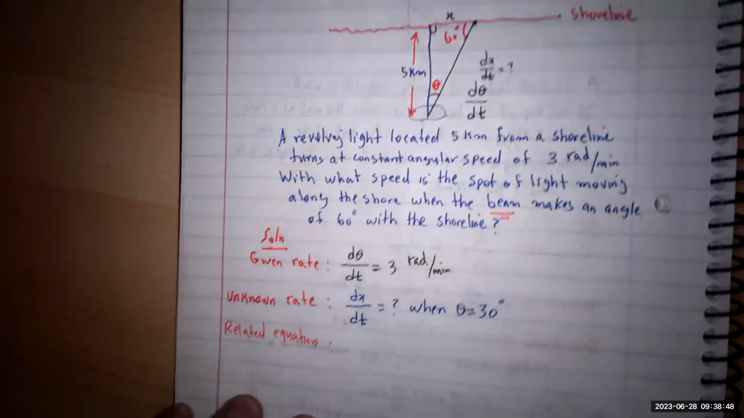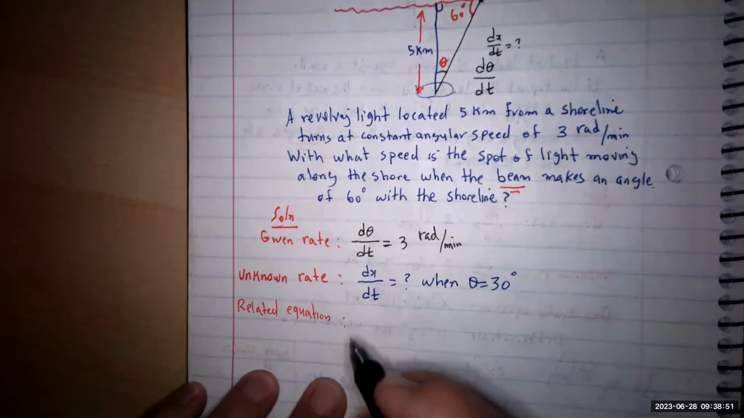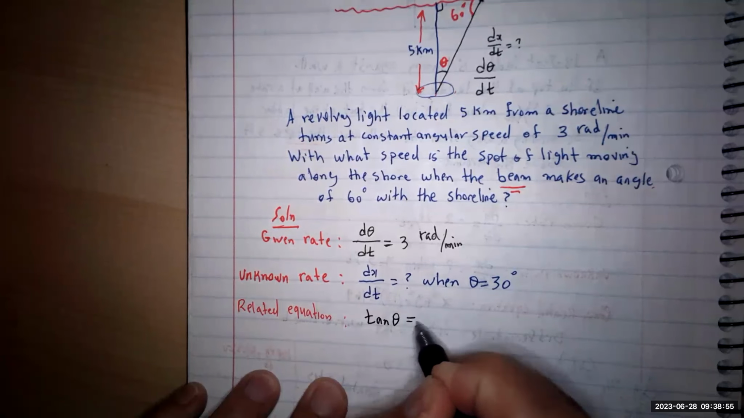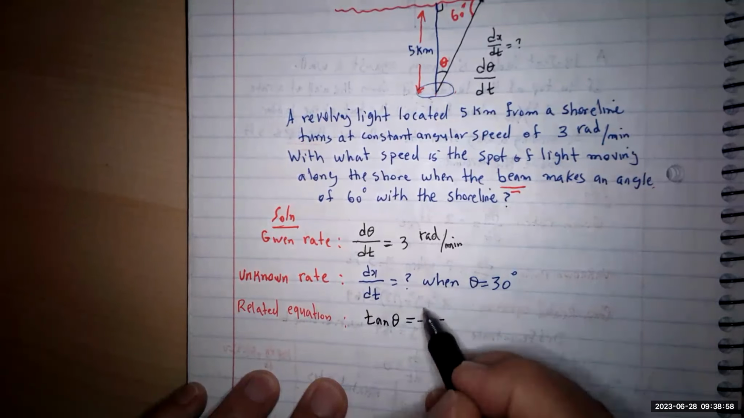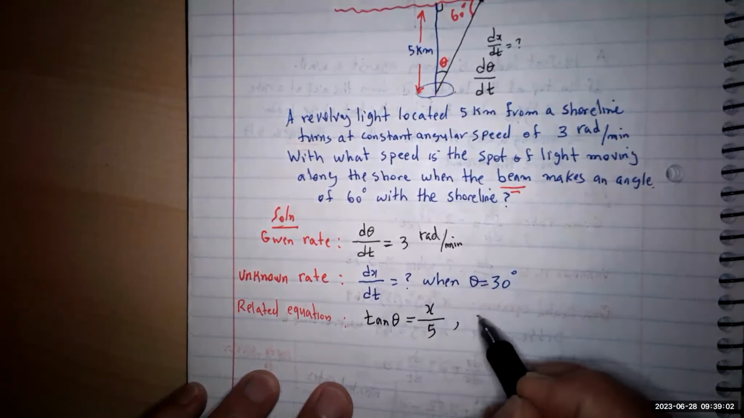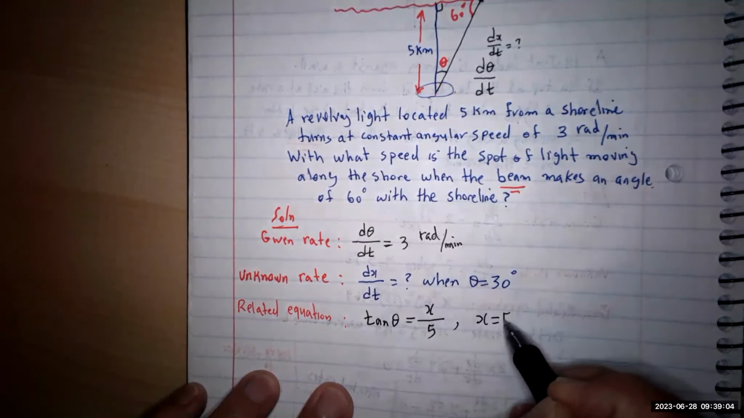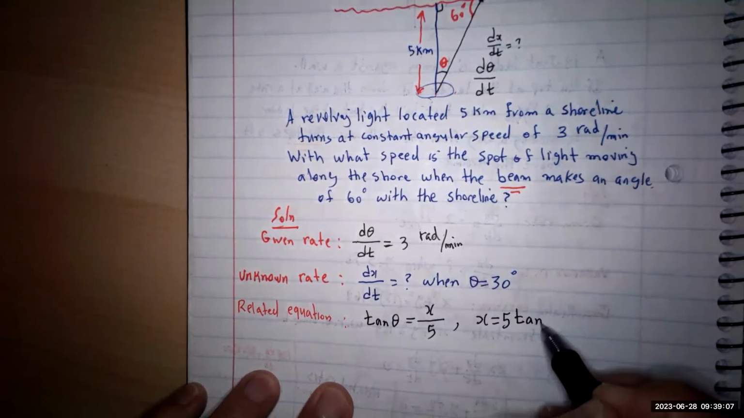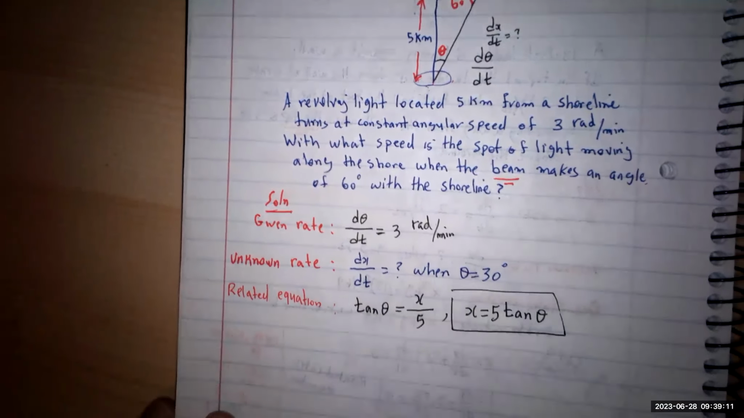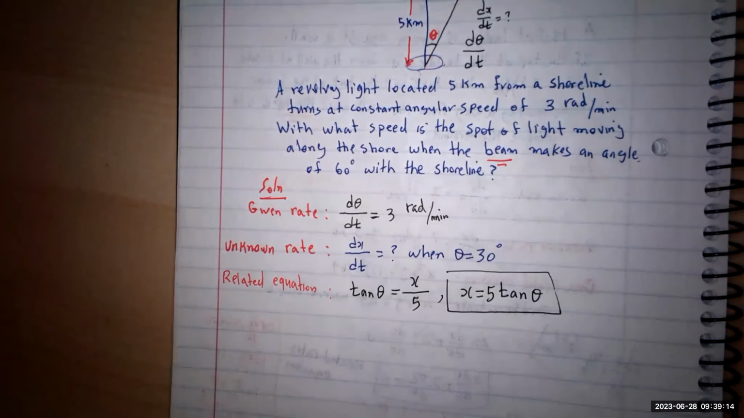So the equation is always tangent. It's going to be the tangent of theta, which is equal to the opposite side, x, over the adjacent, 5. We cross multiply, and that gives us x equals 5 tangent of theta. That is the equation that you're going to use for these types of problems. That's what makes it something nice and different, and that's going to be the case with the trigonometric function. Any question?